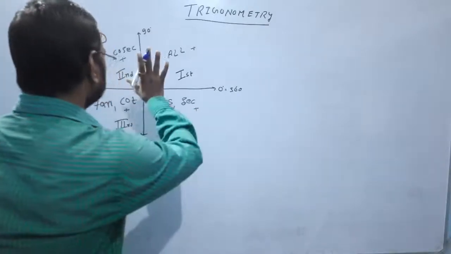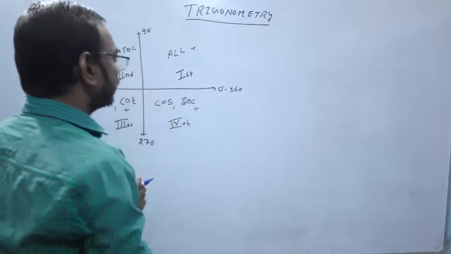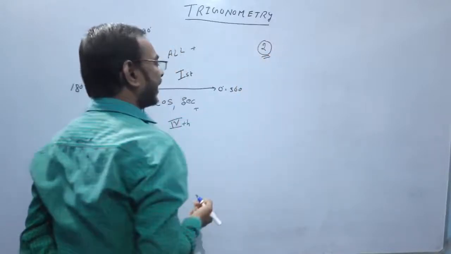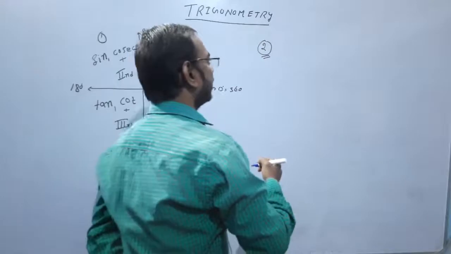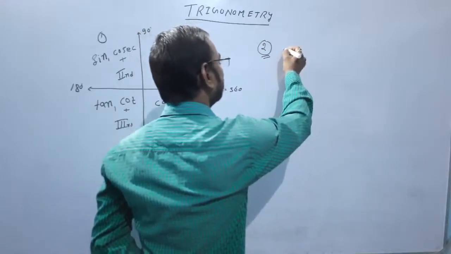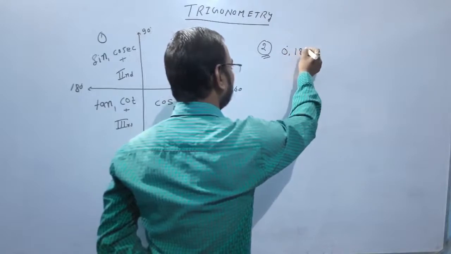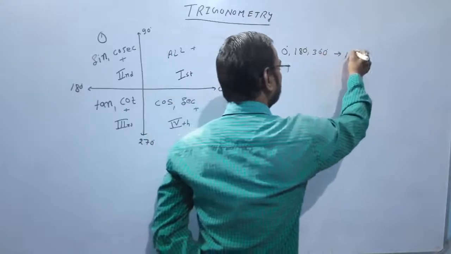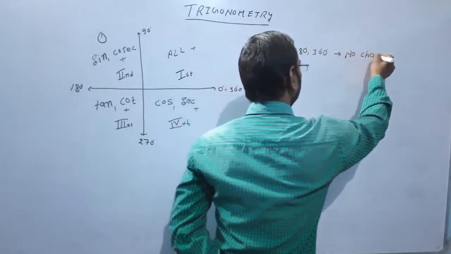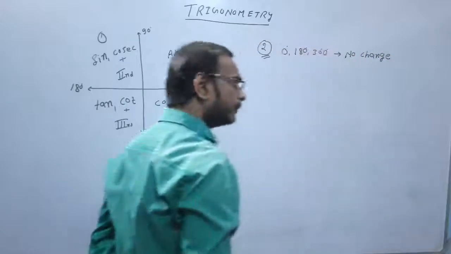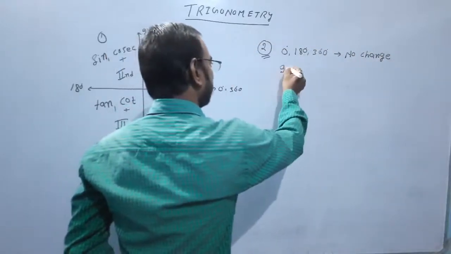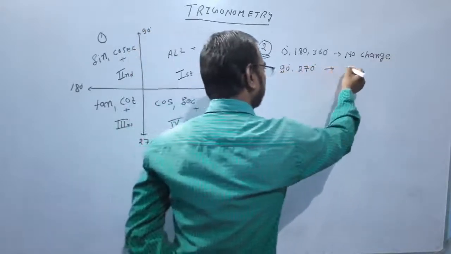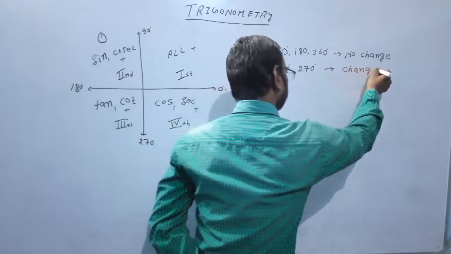Okay, so first we must remember these concepts. What is the second concept? The second thing we must remember is that if we see 0 degree, 180 degree or 360 degree, then the trigonometric ratio has no change, that means it remains the same. But if we see 90 degree or 270 degree, then the trigonometric ratio must change.